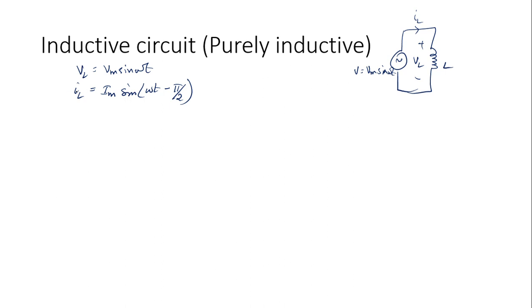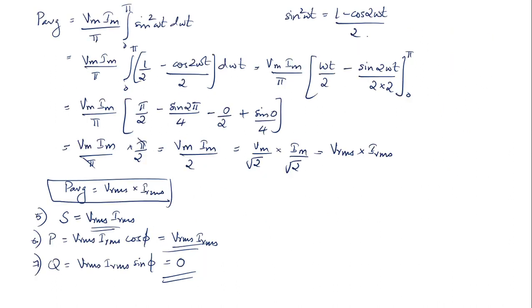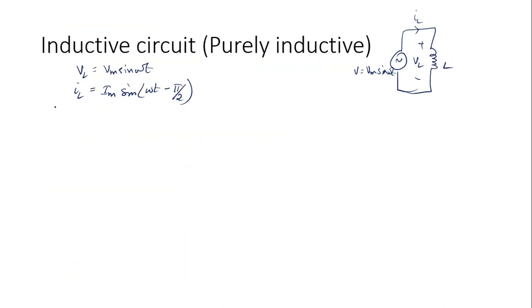Okay, so the current through the inductor, in a purely inductive circuit, is given as Im sin omega t minus pi by 2. And we have to go through all the different values we had mentioned in the resistive circuit, that is phi, power factor, instantaneous power, average power, then S, P and Q. So again, you just draw the circuit over here. You can see this is your voltage across the inductor, and the current through the inductor is going to lag by 90 degrees. So this is IL, it is lagging by 90 degrees.